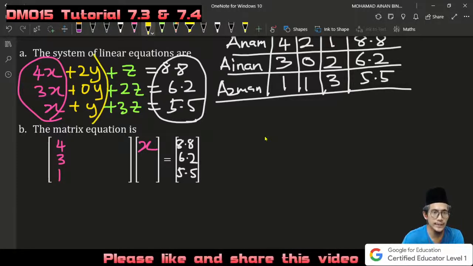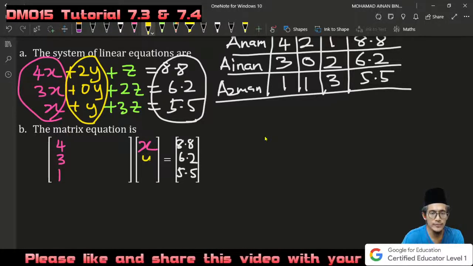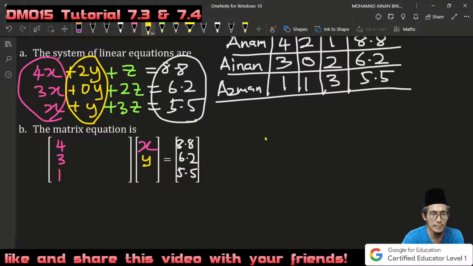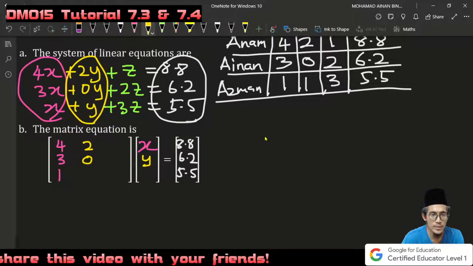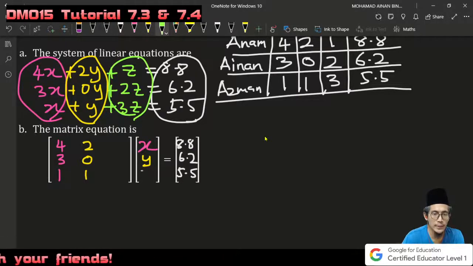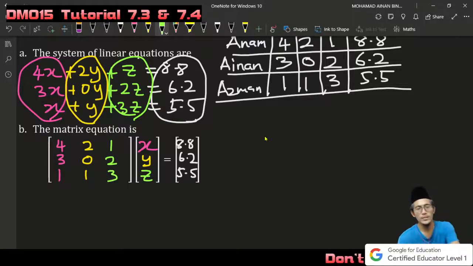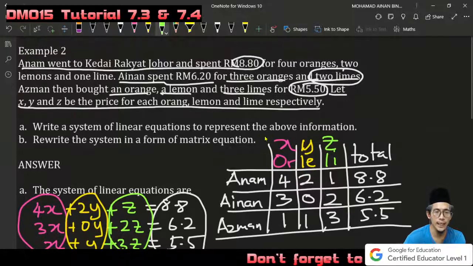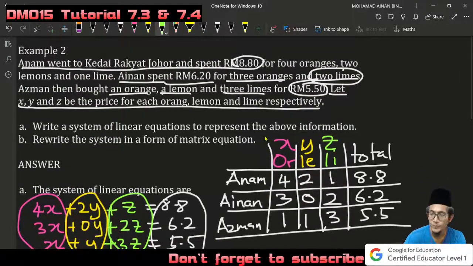Now next, the second column. The variable is y and the numbers are 2, 0, 1. Next, the third column. The variable is z and the numbers are 1, 2, and 3. Okay, so it's settled. It's done. It didn't ask us to solve.